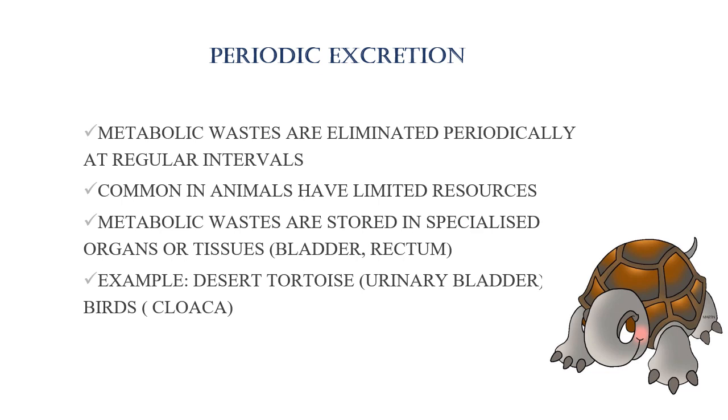Okay. So where is this periodic excretion seen? Periodic excretion is seen in organisms that have very limited resources to feed on. So they feed, and that food is converted into energy and waste products, and the waste products are stored in specific organs. There is the bladder and rectum, and again in the bladder and rectum some reabsorption will take place. So what is an example of this periodic excretion? Lizards actually use the urinary bladder as a storage organ, and birds use the cloaca.